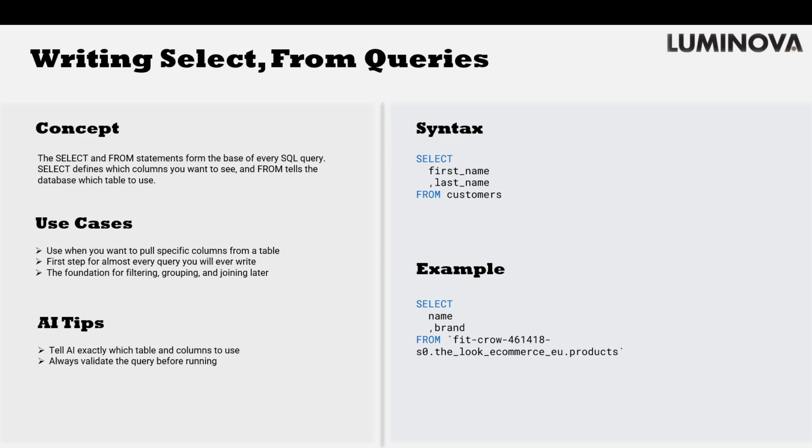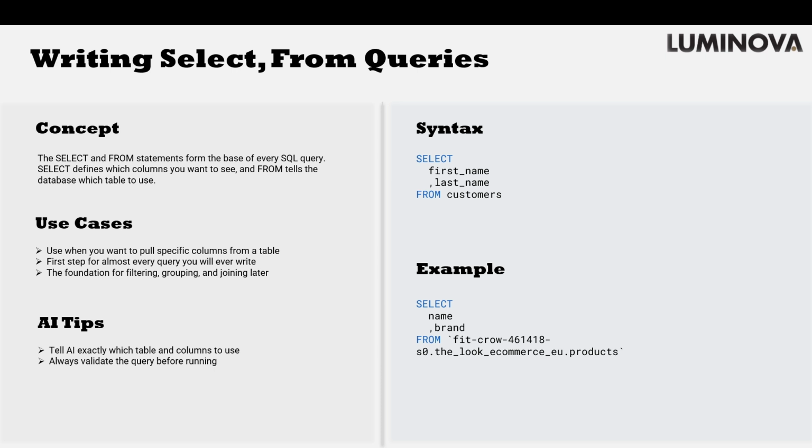Now let's talk about use cases. You'll use select and from anytime you want to pull specific columns from a table. For example, if you only want customer names, you don't need addresses, phone numbers, or anything else. Select lets you focus on just the names. This is also the very first step in almost every SQL query. Filtering rows, grouping values, joining multiple tables, all of these operations begin with a select and a from. They are truly the foundation of SQL.